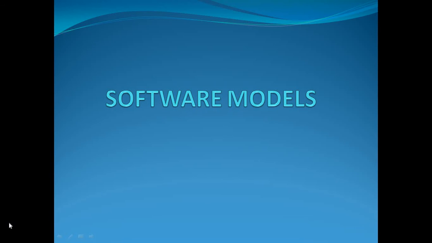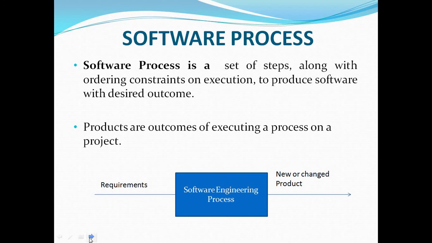In this video, I will discuss the software models. So what is a software process? A software process is a set of steps along with some constraints to produce the required software. Products are the outcome of the process. So engineering is considered a process. The requirements are taken from customers, and a new product is the outcome of the software process.